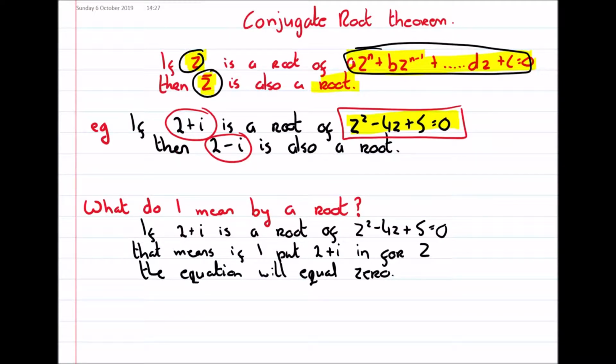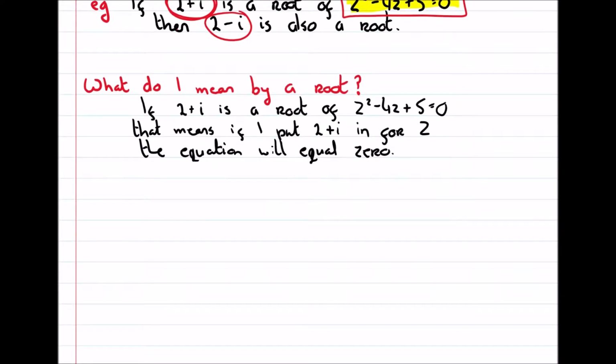Where did I get 2 minus i from? Well, it's the conjugate of 2 plus i. So what do I mean by a root? Well, I mean that if I sub this complex number in for z here and here and work it out, I should get 0, right, if it's a root.